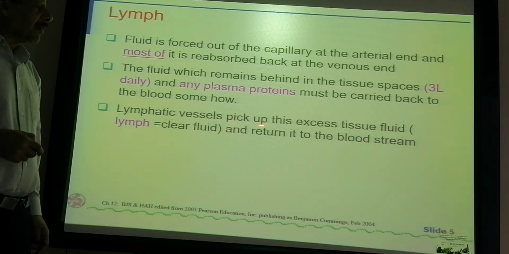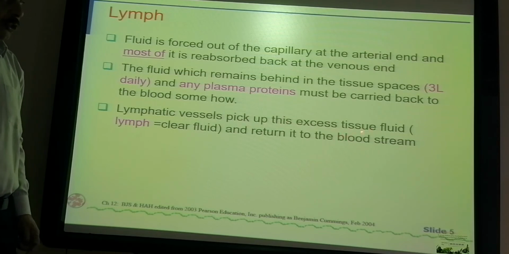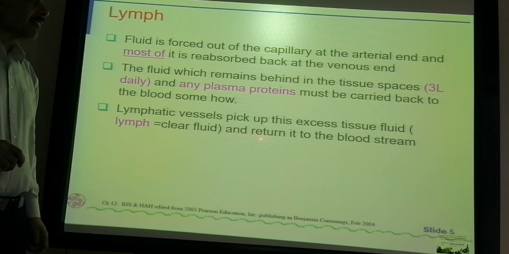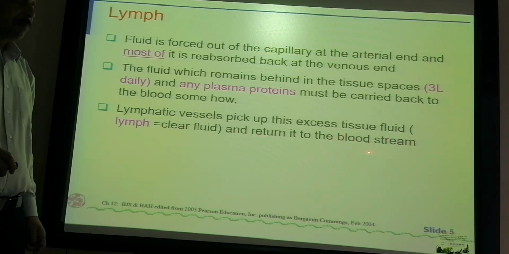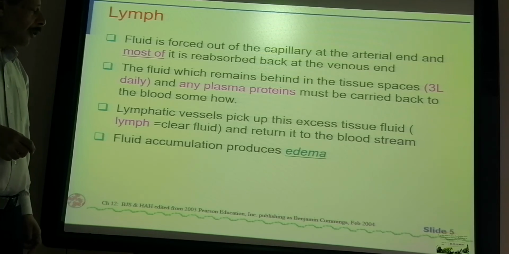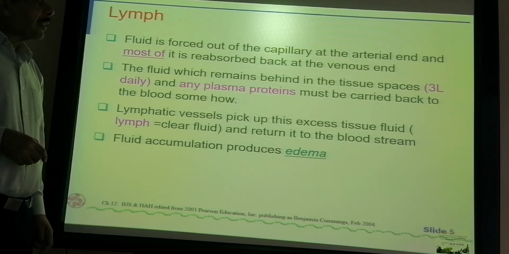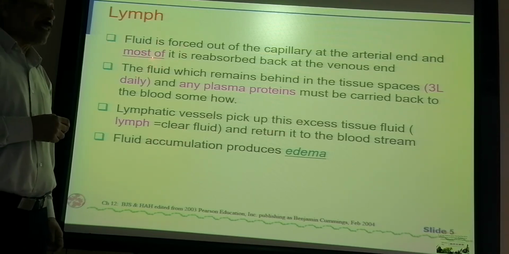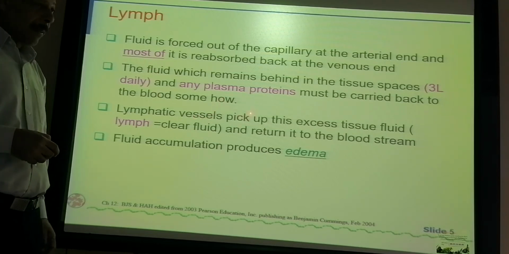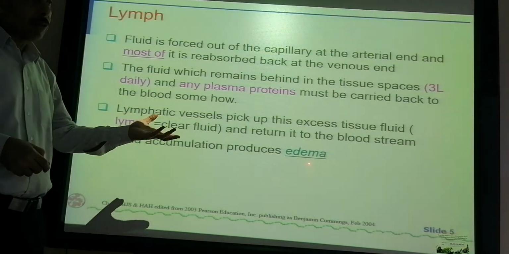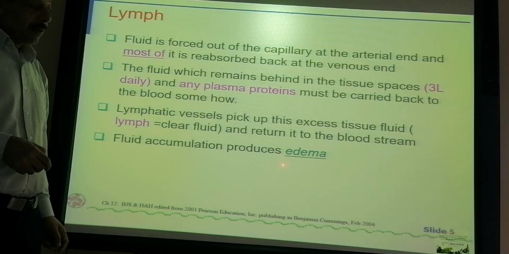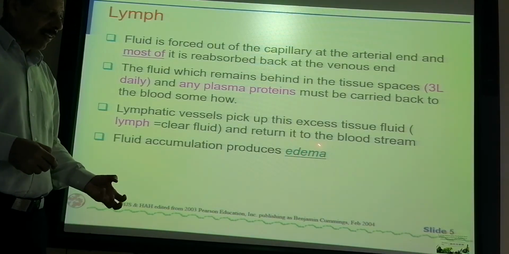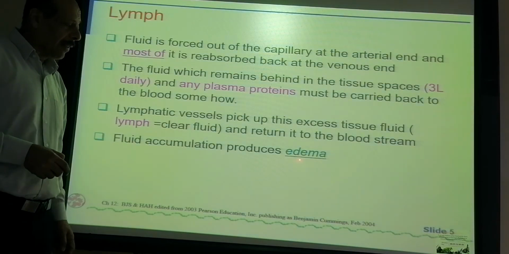The lymphatic vessels pick up this excess tissue fluid, which is the lymph, a clear fluid, and return it to the bloodstream. If the fluid accumulates and the lymphatic system is not working well in draining this fluid, it will lead to edema. So fluid will infiltrate the tissues, accumulate there, and cause edema in the tissues.